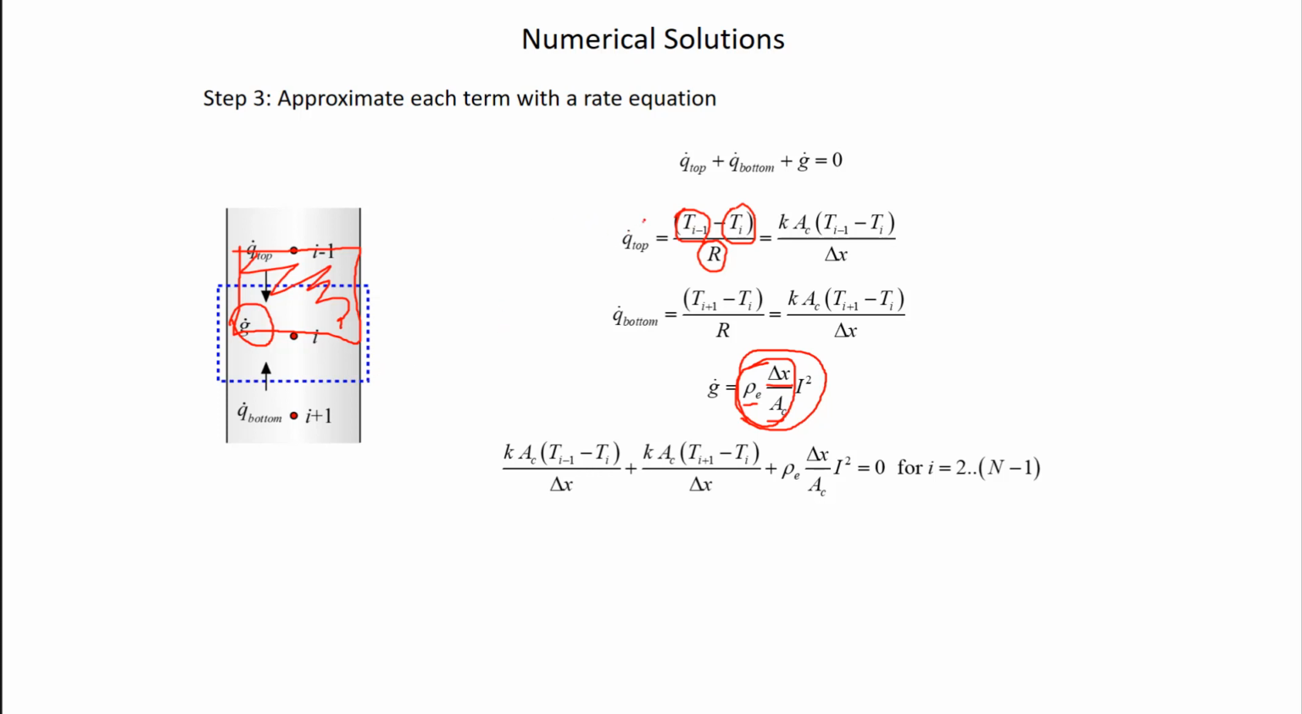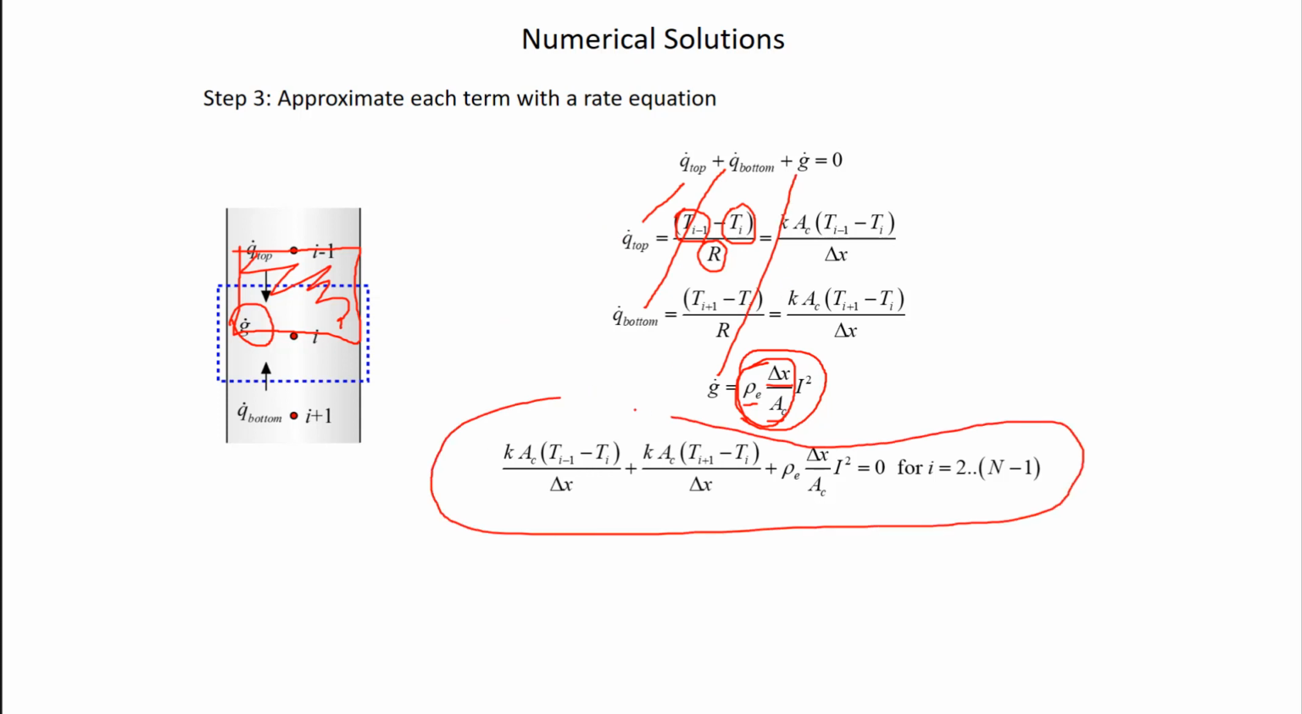So I just plug this into here, this into here, and this into here, and I end up with my equation. And actually, this isn't just one equation, this is a whole bunch of equations. This is an equation that I can write for every single internal node. So I can write it from i equal 2 to i equal n minus 1. So there are n minus 2 equations. Unfortunately, I have n unknown temperatures, so I can't be done yet.